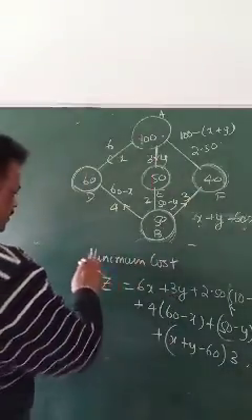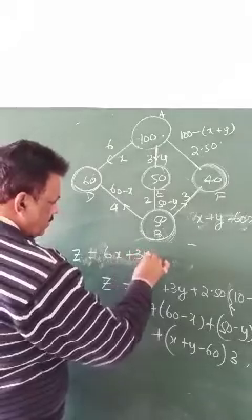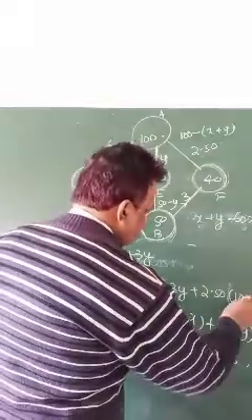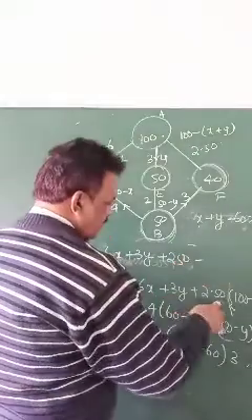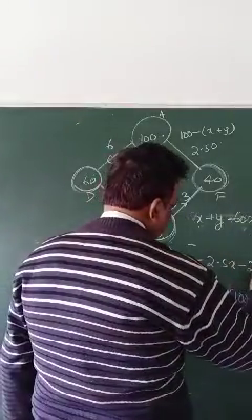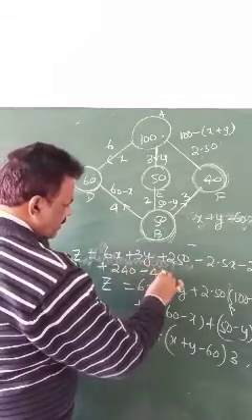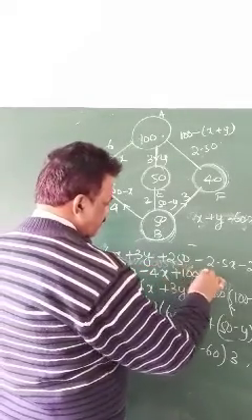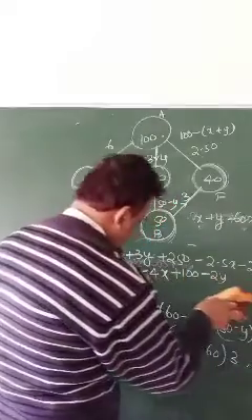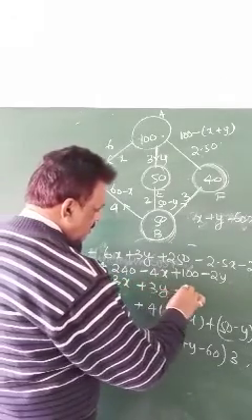Okay, so total cost, look here. Z became 6x plus 3y plus 2.5 into 100, sorry, 250, minus 2.5x, minus 2.5y, plus 240 minus 4x, then 100 minus 2y, then 3x plus 3y minus 108.